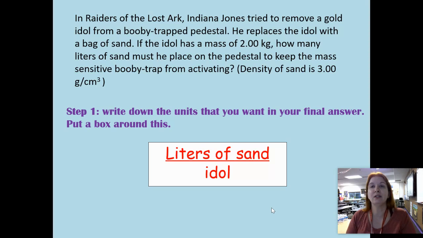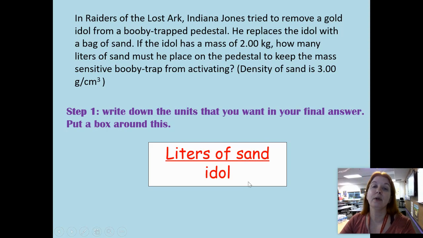In Raiders of the Lost Ark, Indiana Jones tries to remove a gold idol from a booby-trapped pedestal. He replaces the idol with a bag of sand. If the idol has a mass of 2 kilograms, how many liters of sand must he place on the pedestal to keep the mass-sensitive booby trap from activating? The density of sand is 3 grams per cubic centimeter. So it says step 1, write down the units you want in your final answer. So I need liters of sand per idol.